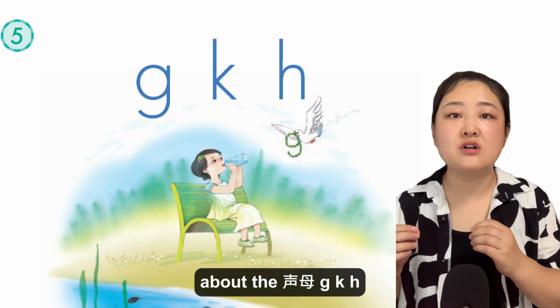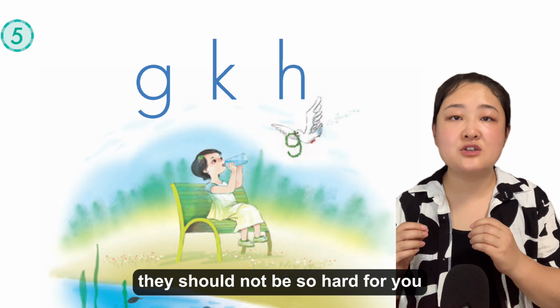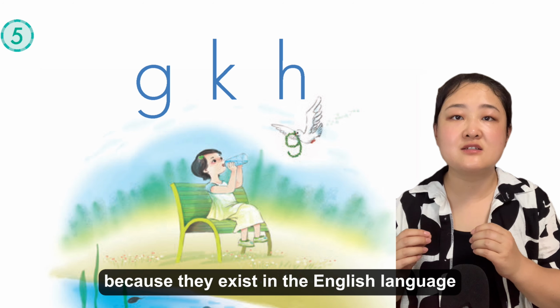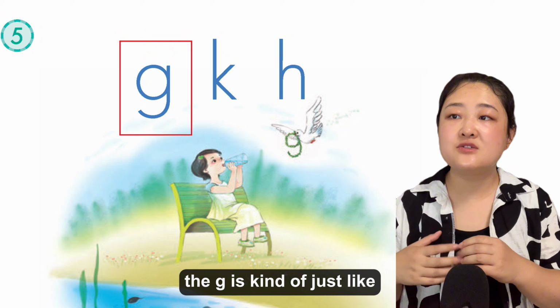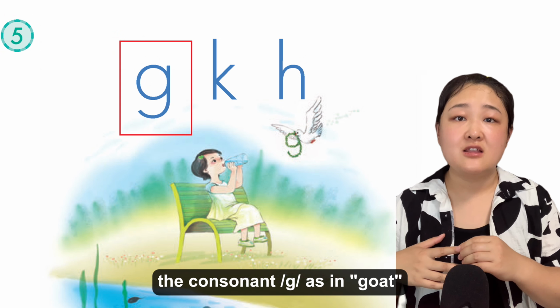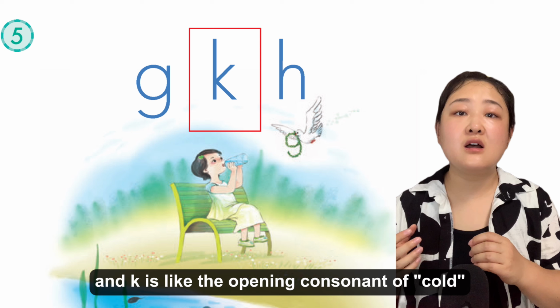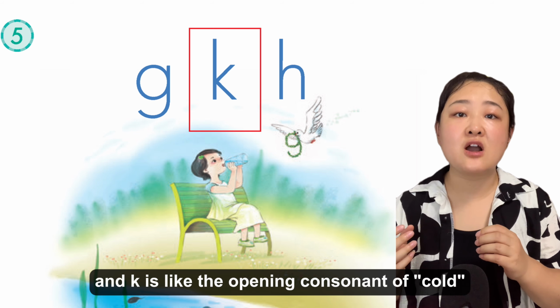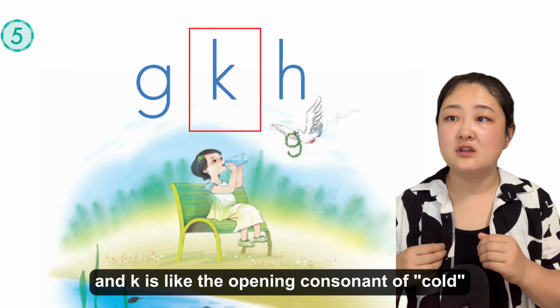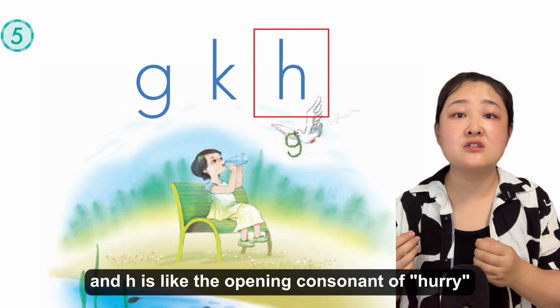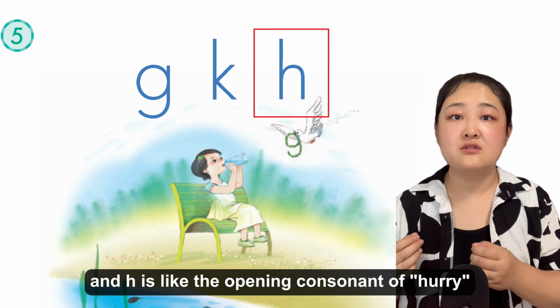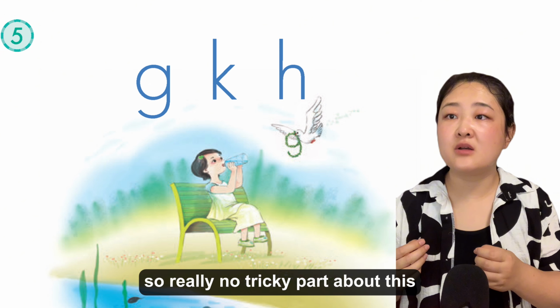About the 声母 g, k, h, they should not be so hard for you because they exist in the English language. The g is kind of just like the consonant g as in gold. And k is like the opening consonant of cold, and h is like the opening consonant of hurry. So really no tricky part about this.